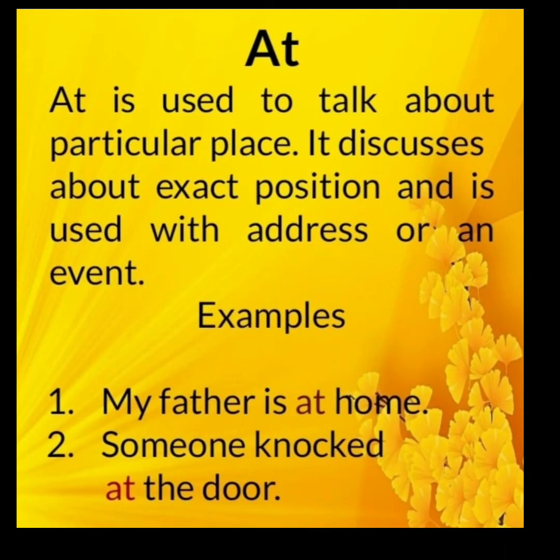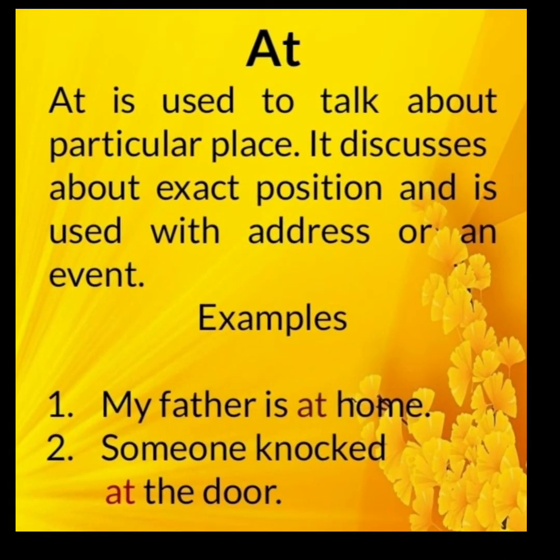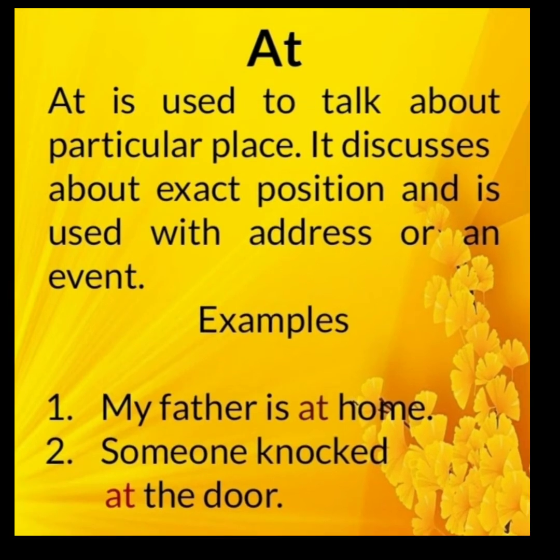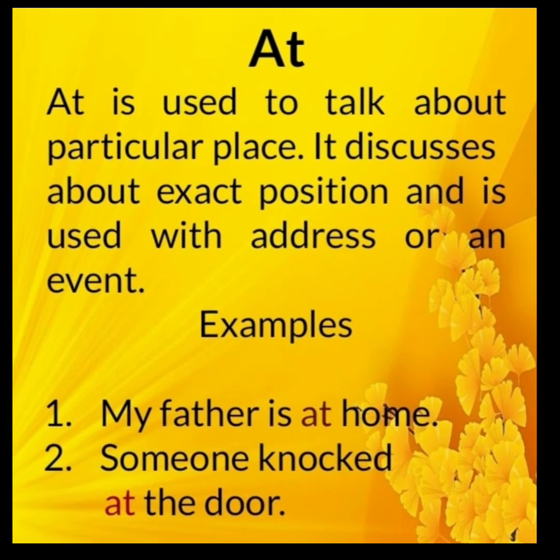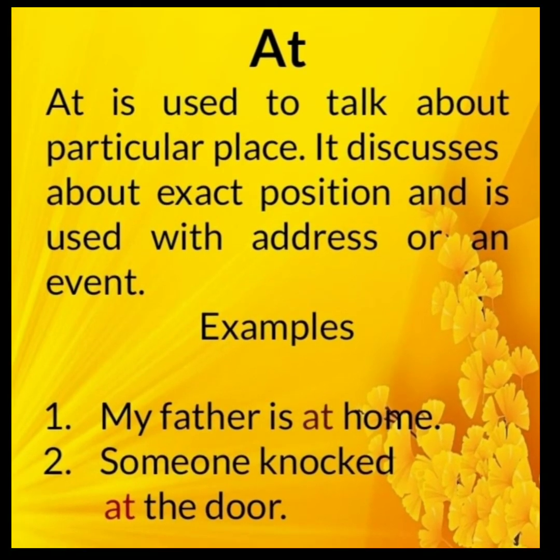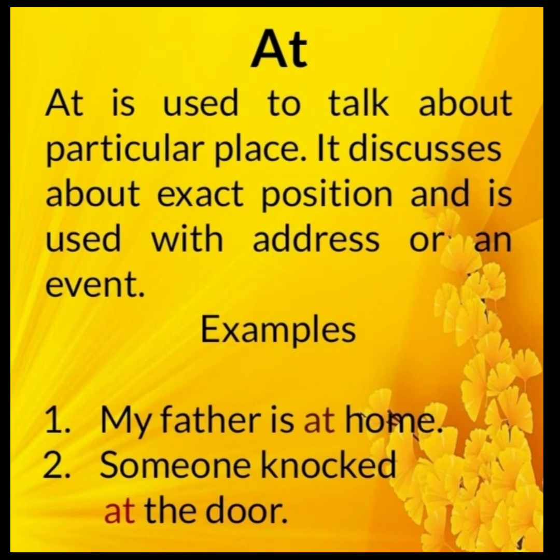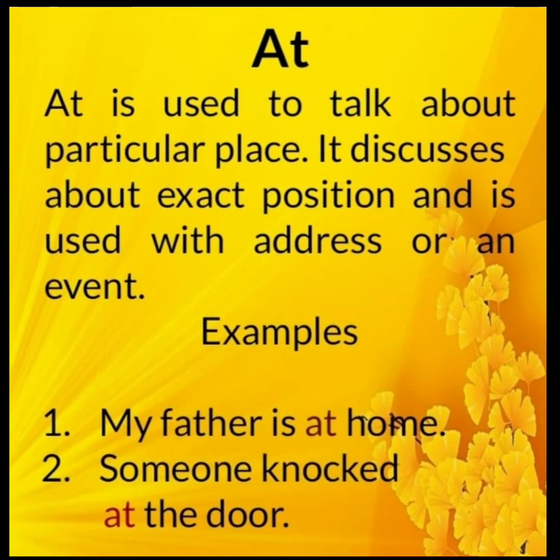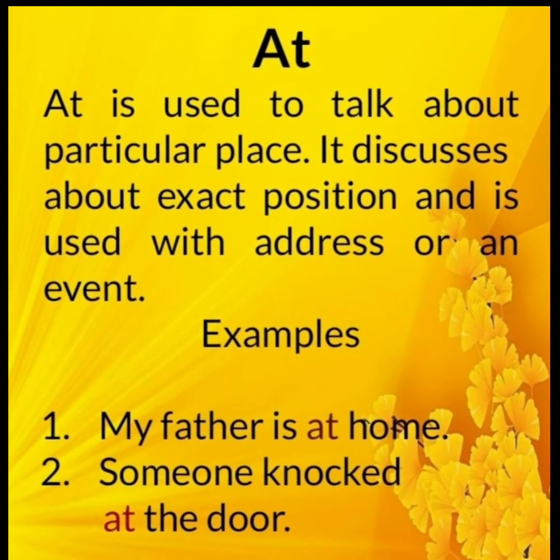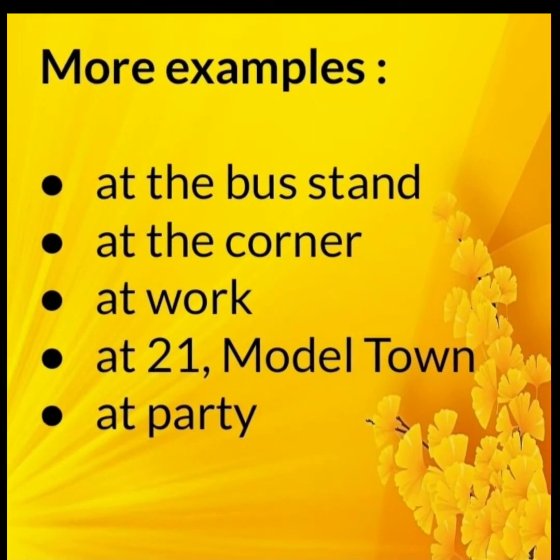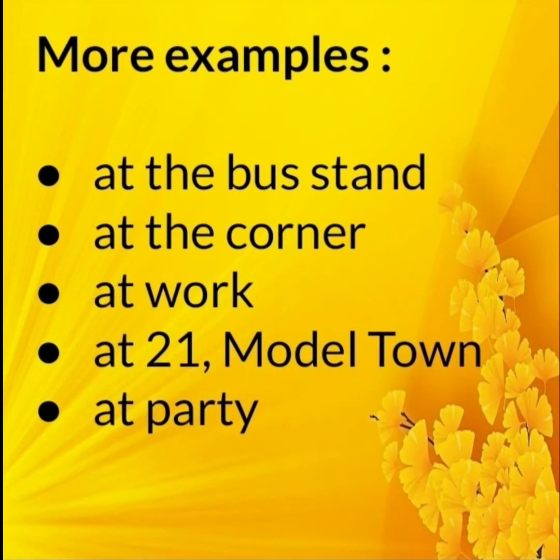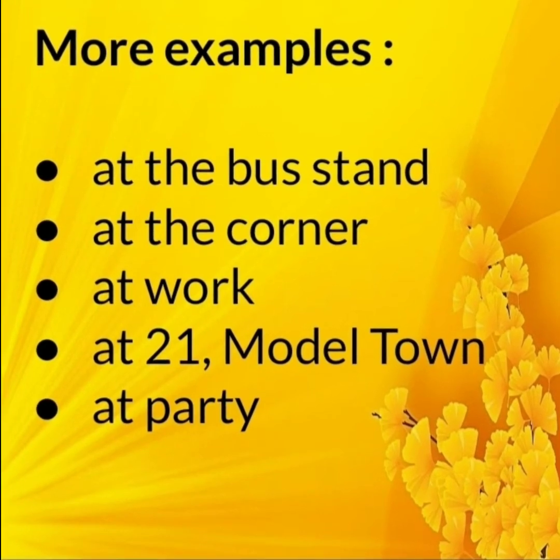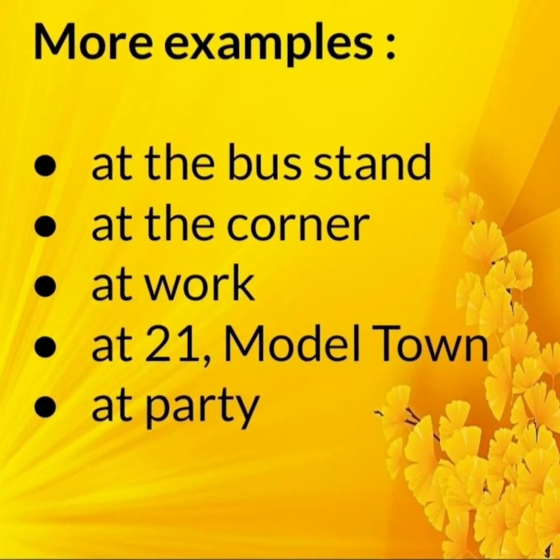The preposition at is used to talk about a particular place. It tells about the exact position of something or someone. It is also used with an address or an event. Examples of preposition at are, my father is at home. Someone knocked at the door. More examples are at the bus stand, at the corner, at work, at 21 Model Town, at a party, etc.